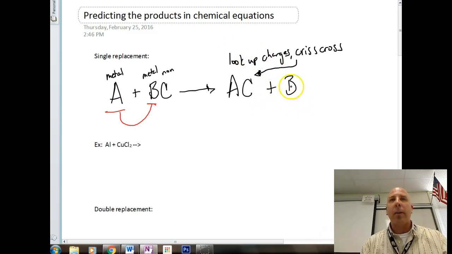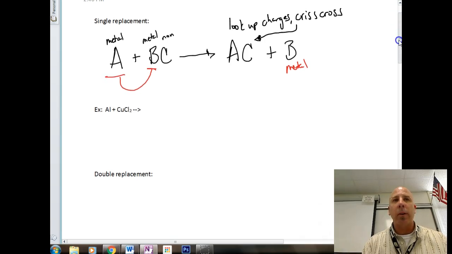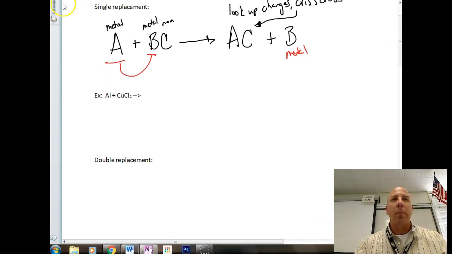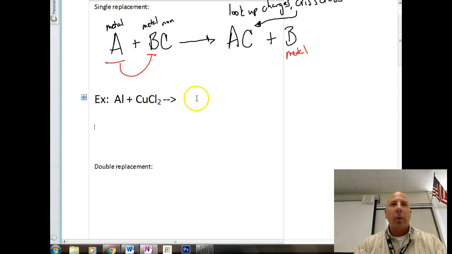Now, if we have a metal being produced, this is just going to be a metal without any charges, without any subscripts, because it's going to have equal numbers of protons and electrons. Okay, so let's talk about an example of this one. Here's an example that we have. I'm going to make this one a little larger. Okay, so there we go.